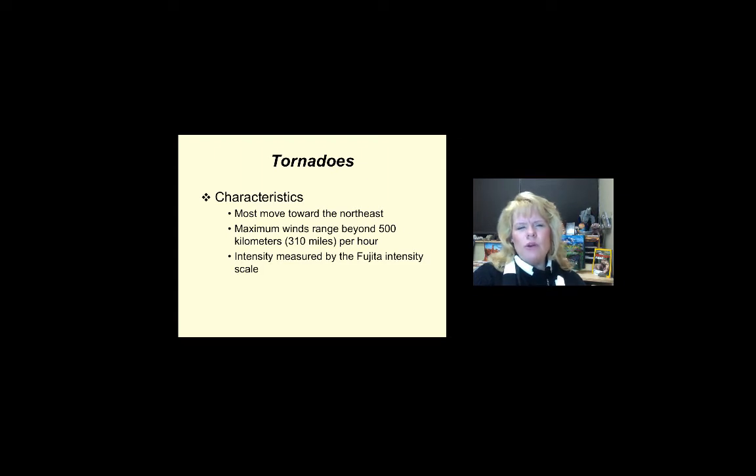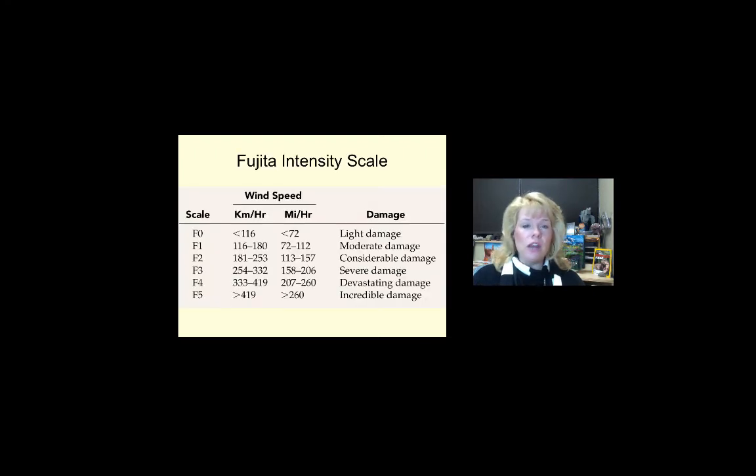Most of the tornadoes move towards the northeast, which is exactly what you saw in the Illinois picture. And maximum winds can be about 310 miles an hour. That's pretty incredible. The Fujita intensity scale is how we measure tornadoes. There's a similar scale for hurricanes. Different process, but we'll learn each, and you're going to need to know each for your test.